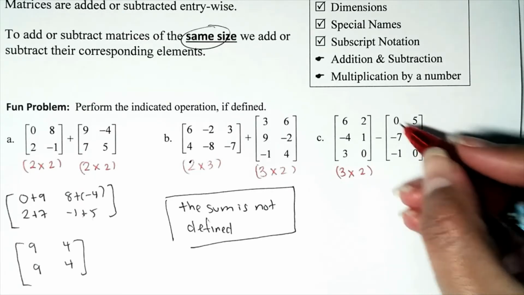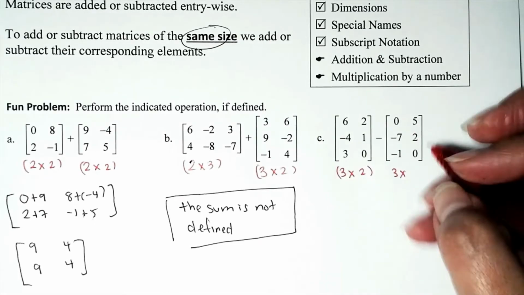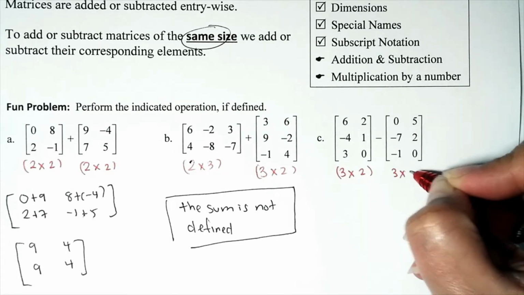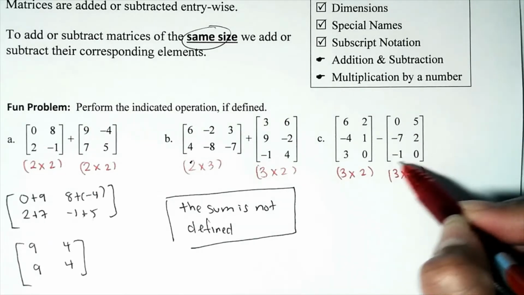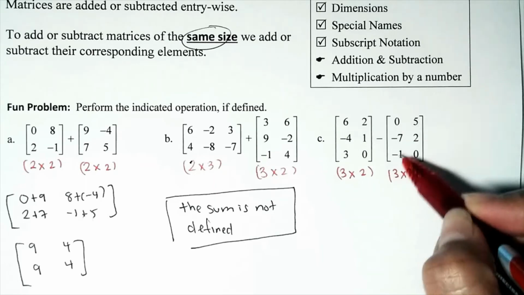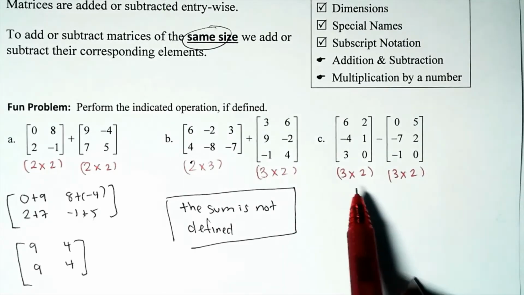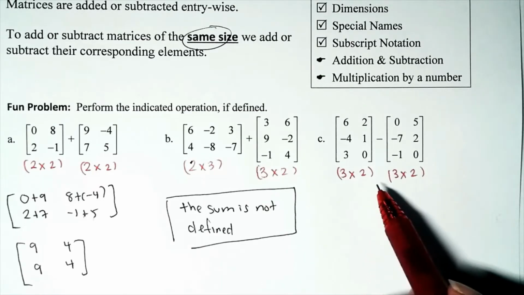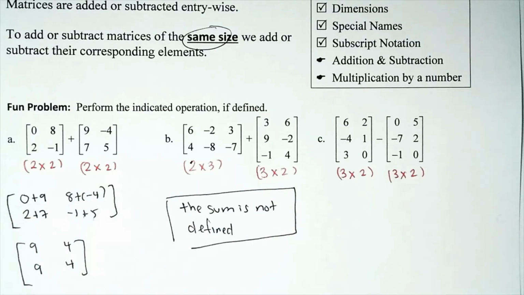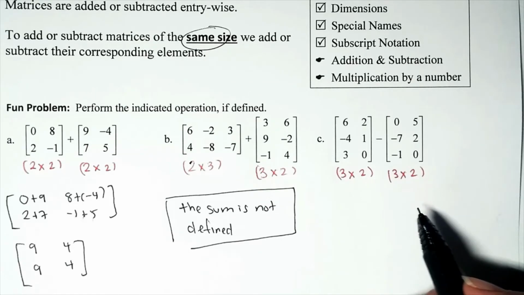The next matrix has 3 rows, so it's going to be a 3 by something, followed by 2 columns, so it's going to be a 3 by 2 matrix. So because the sizes are the same, we have the green light to subtract. Subtracting is the same as addition. We're going to subtract entrywise. And again, I know you can add in your head, but love yourself, speak to yourself, show your thought process.